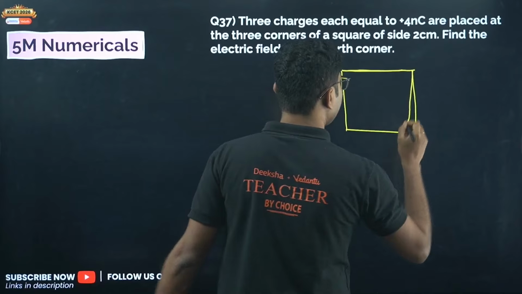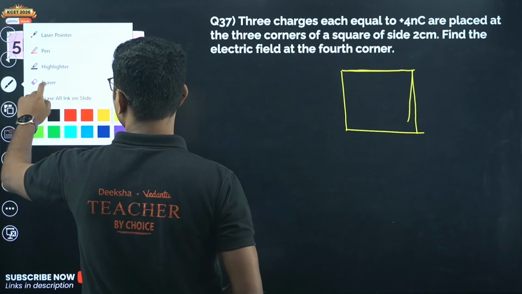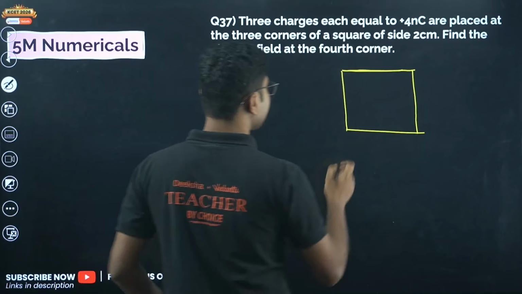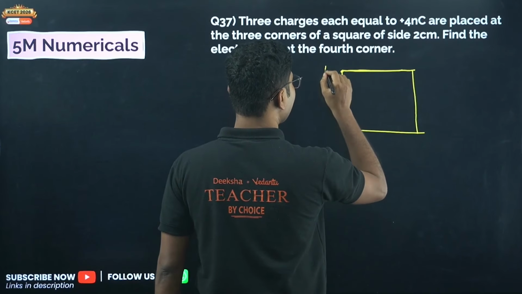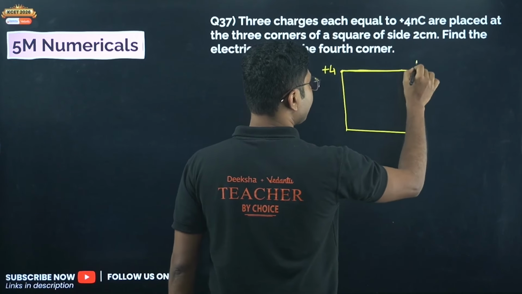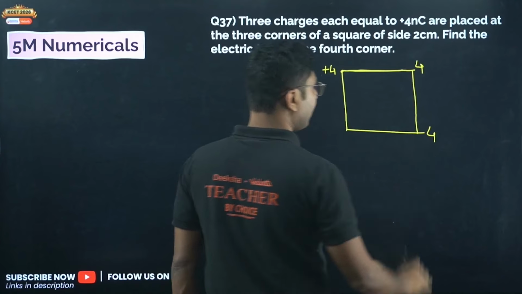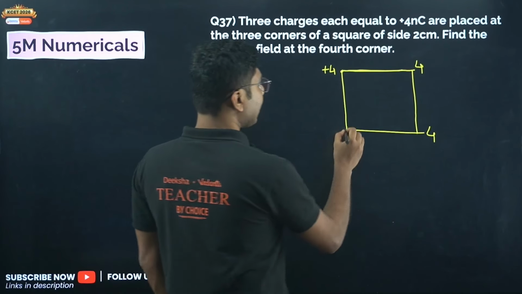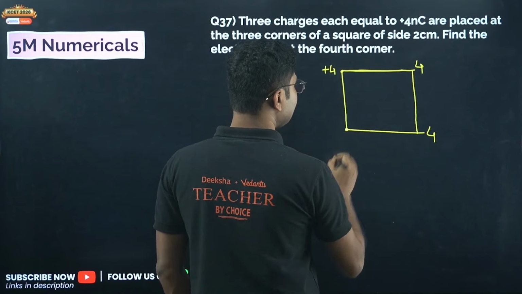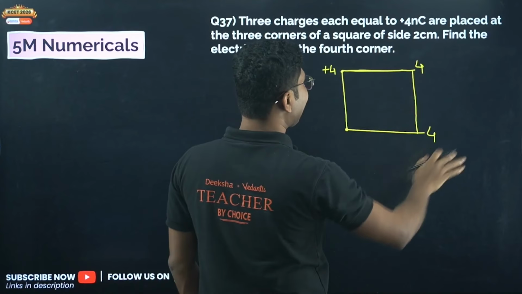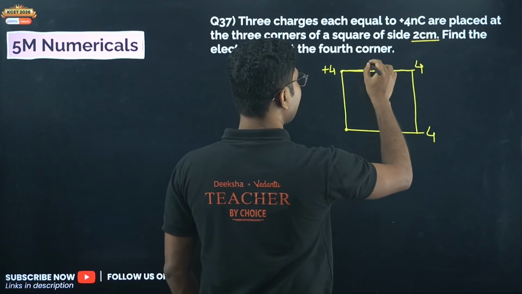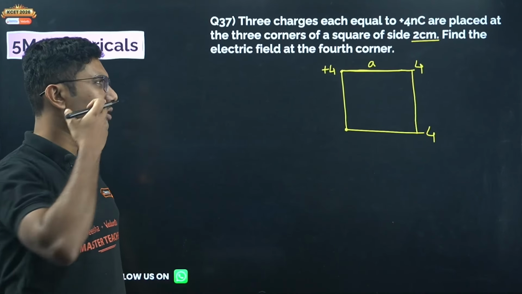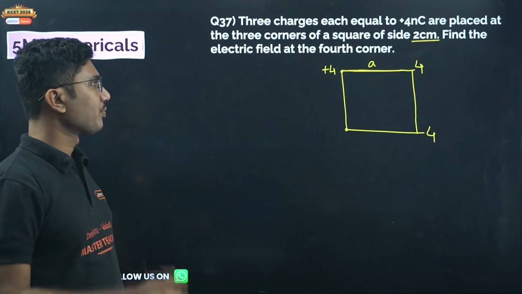So we have a square and plus 4 nanocoulomb charges are placed at 3 corners, say this one, and say this one. Nanocoulomb is common. Now we are trying to find the electric field at the 4th corner, that is this point. Say each side is given here as 2 centimeter. I am assuming each side is A for now. We will put A is equal to 2 centimeter at some point of time.